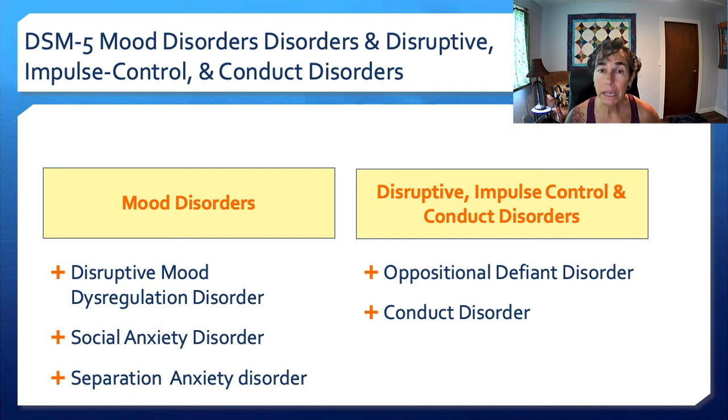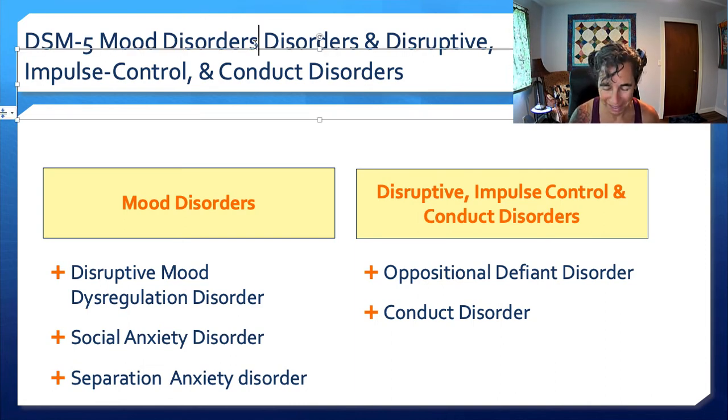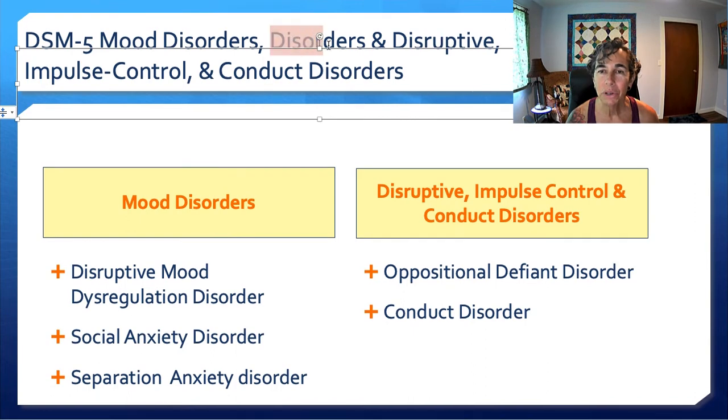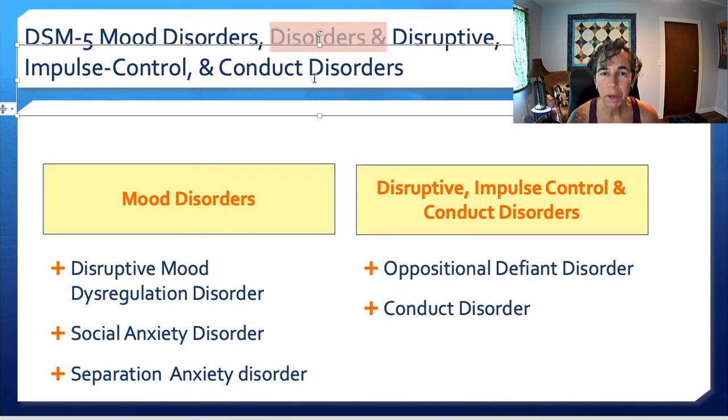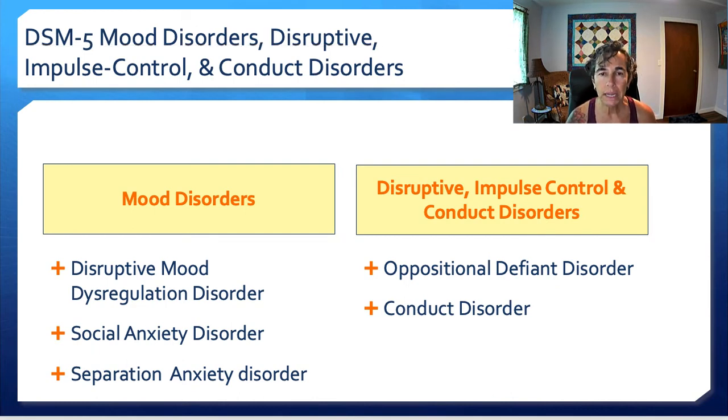And then finally, we have mood disorders and disruptive, impulse control, and conduct disorders. So first, taking the mood disorders, there's disruptive mood dysregulation disorder, social anxiety disorder, and separation anxiety disorder.